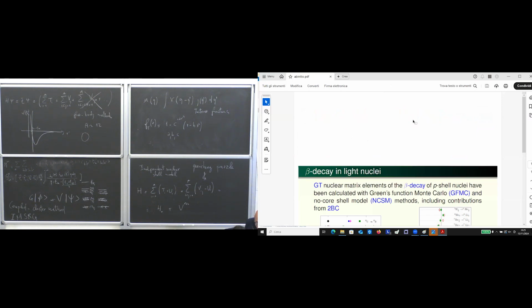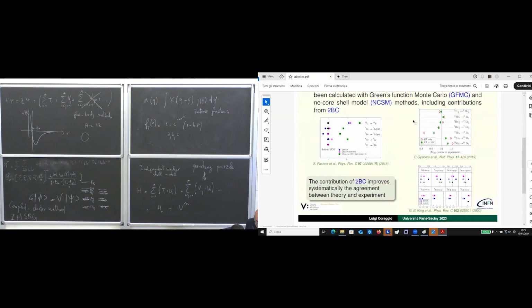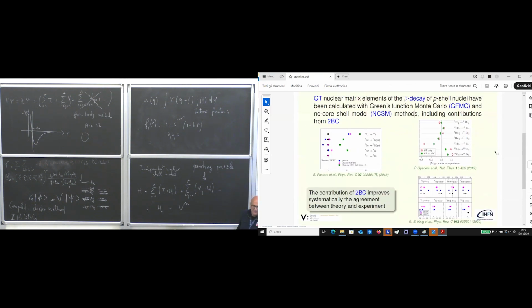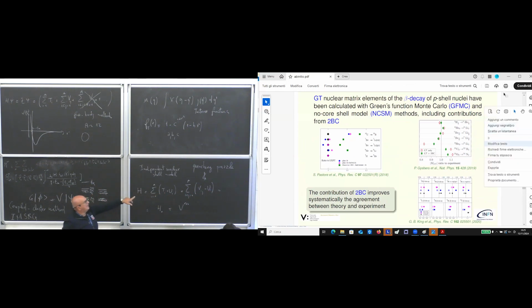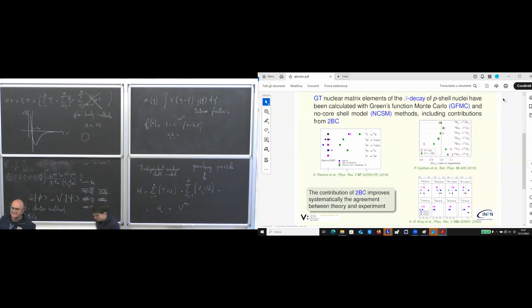These are done in terms of some ab initio models. And there is the comparison between what happens if you do a proper calculation. As you can see, in the comparison with the experiment, when you include all the needed effective terms, you don't need to quench g_A in order to reproduce the matrix elements of beta decay.